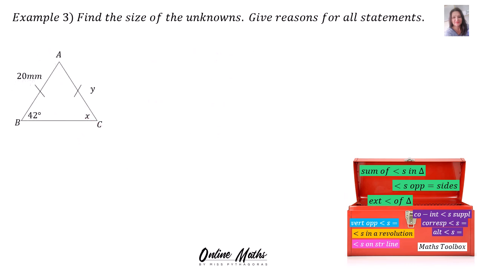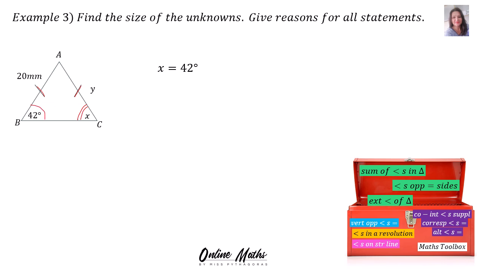Example 3. Find the size of the unknowns. Give reasons for all statements. So when you go to your sketch, you will see triangle ABC, and it's given that AB is equal to AC. In other words, there's an isosceles triangle. So we can start by saying that angle X will be 42 degrees.